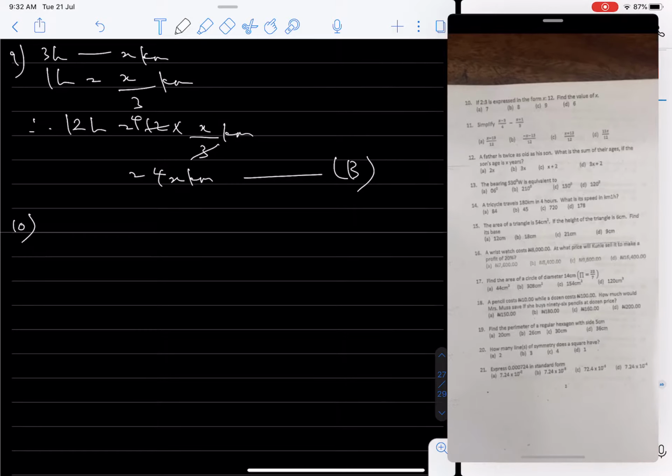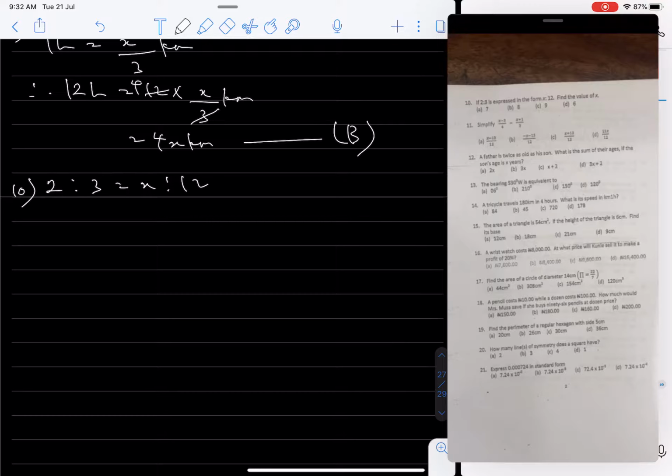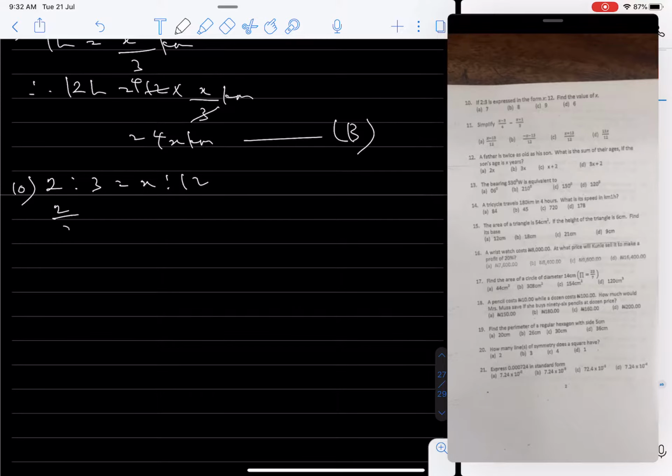Number 10 says, if the ratio 2 to 3 is expressed in the form x to 12, find the value of x. Ratio 2 to 3 equals ratio x to 12. What's the value of x? We can simply write the ratios as fractions.